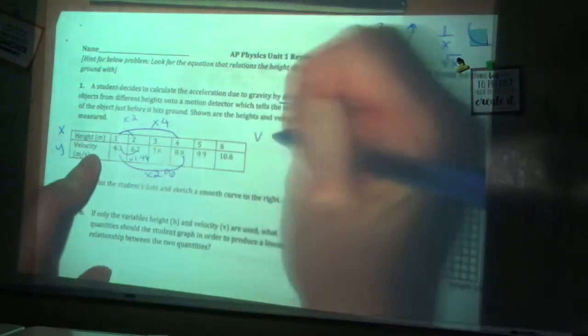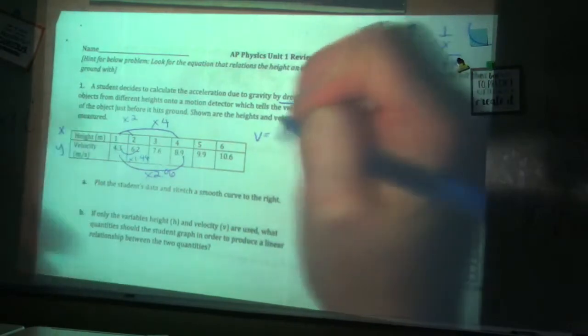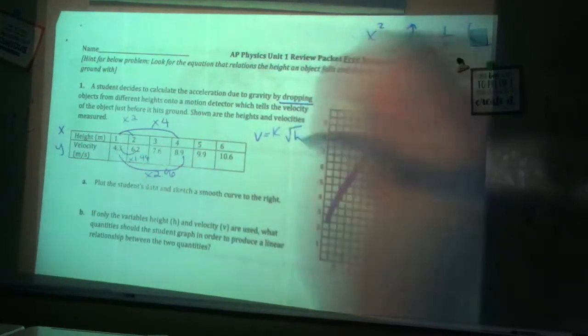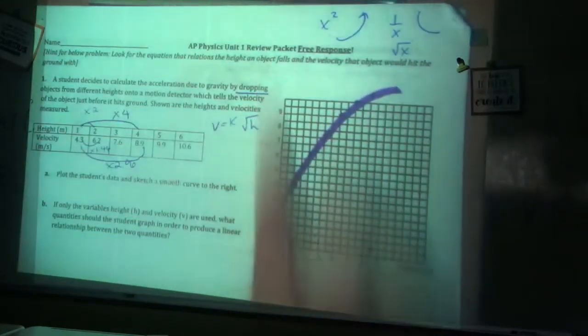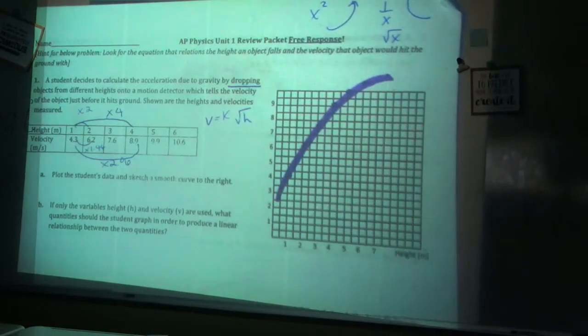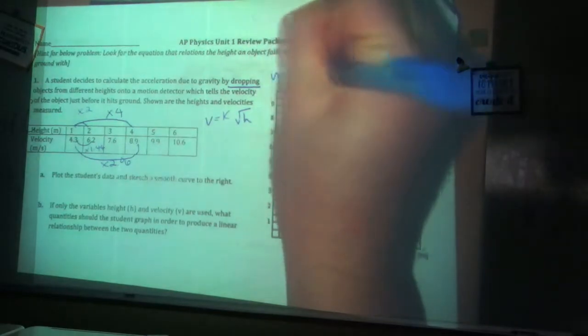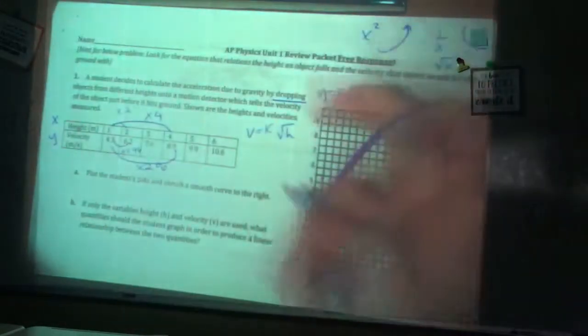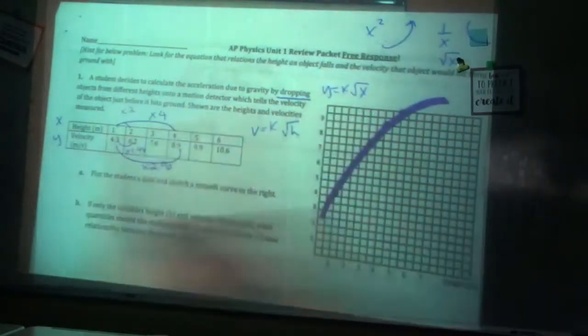So velocity is going to be equal to some number k times the square root of h, which is where the square root of the x value comes from. It's like y equals k square root of x, and your y variable in this case is velocity and x is the height.